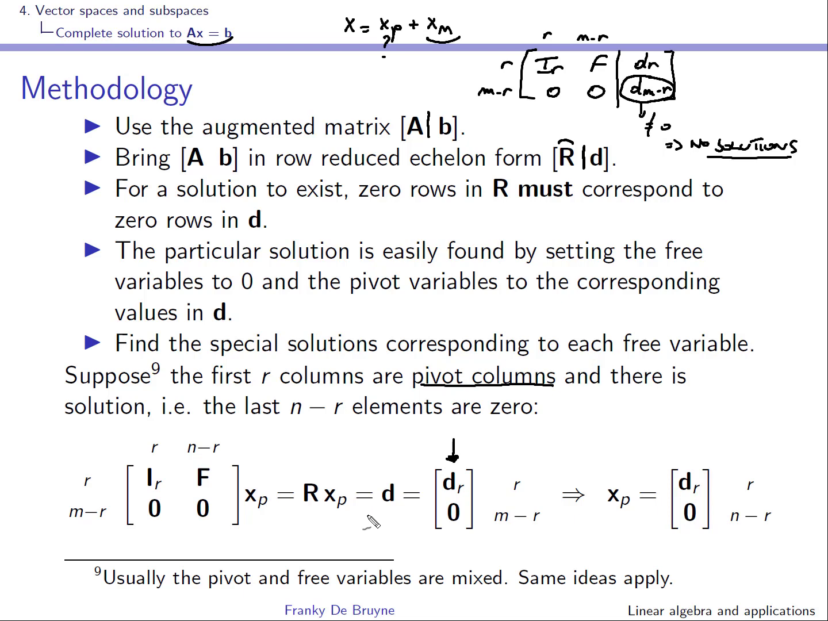It can easily be seen that we can construct a particular solution in this way. So we take the d_r over here, we put it in a vector, and we put n minus r zeros below. And by construction, this equation will be valid. Okay, so now we also have a way of producing a particular solution. So now we are able to find a complete solution to Ax = b in the general case.